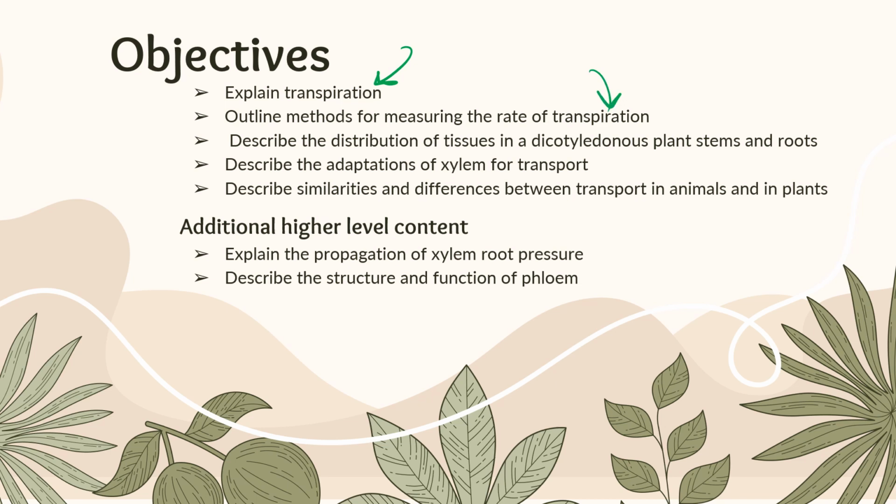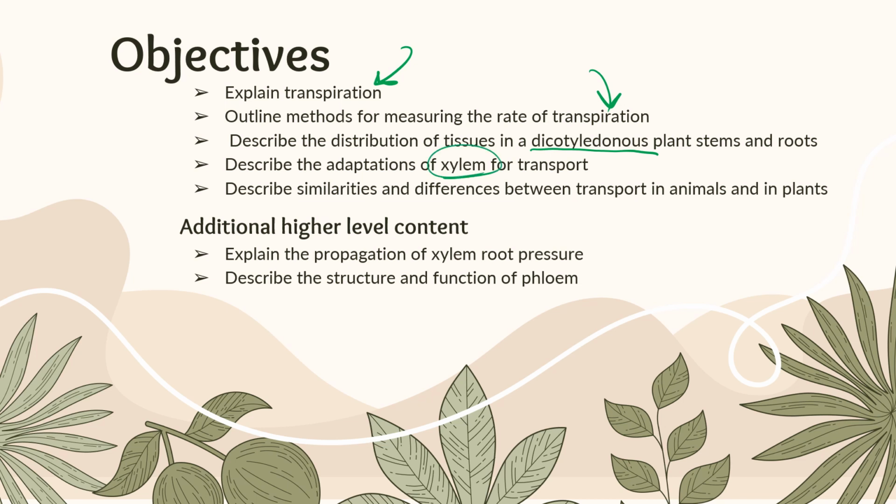We're going to talk about the distribution of tissues in dicotyledonous plant stems and roots. This is just one category of one kind of plant. It's a common kind of plant, so IB has chosen it to be our model plant. We're going to talk about some adaptations for xylem in transport.